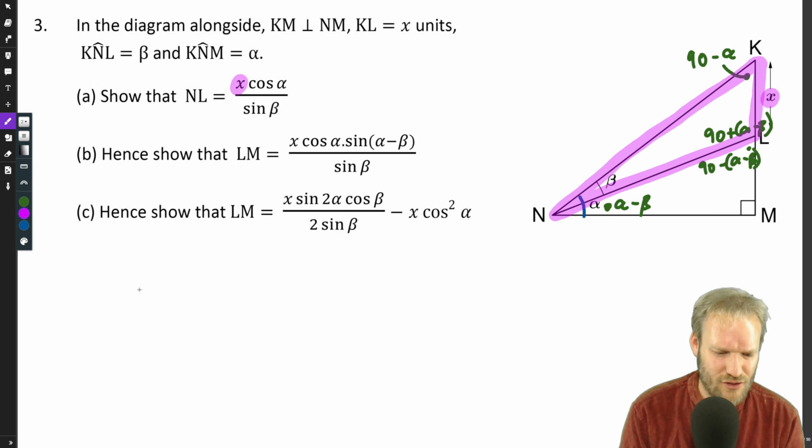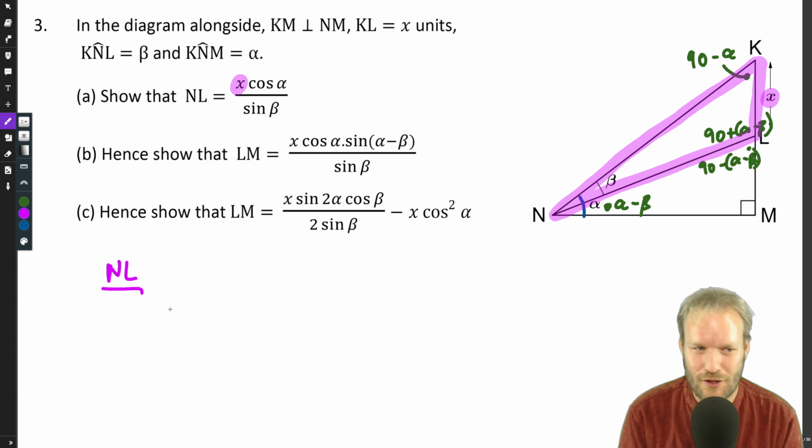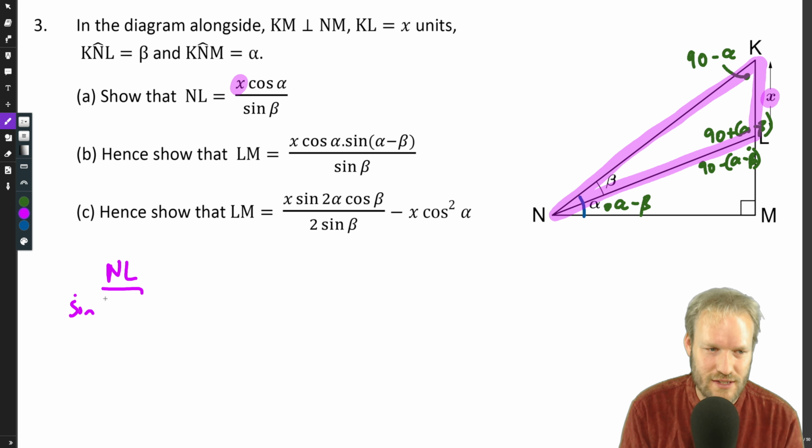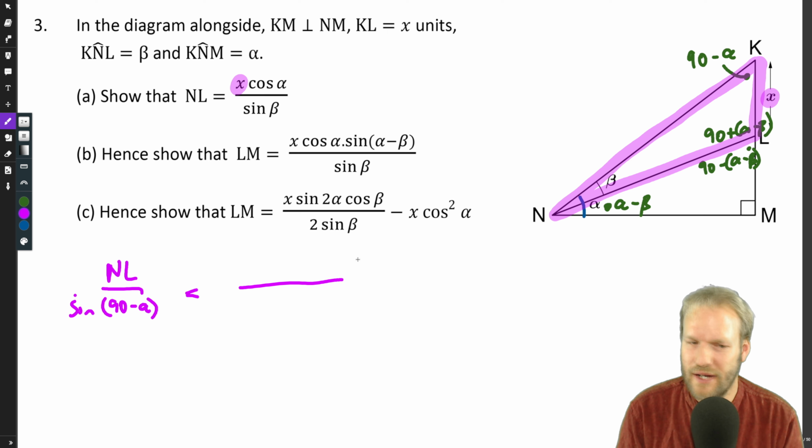So I always hope that we can get the sine rule. It always feels like the easier one. So NL, well, we've got that side, and we've got the angle opposite it. It's 90 minus alpha. So NL over sine 90 minus alpha equals, let's pick another side. Well, we've got to choose x, right? That's one of the variables that we're trying to get to. So x over sine beta.